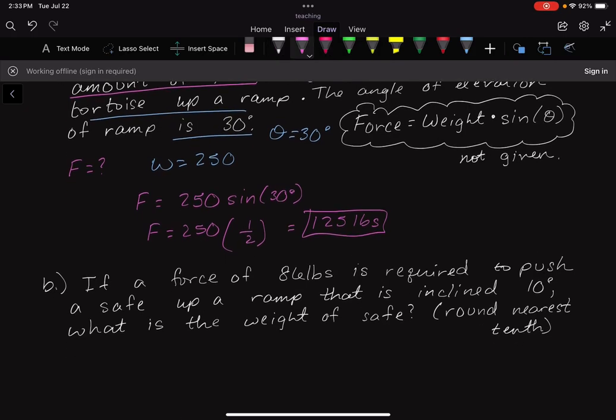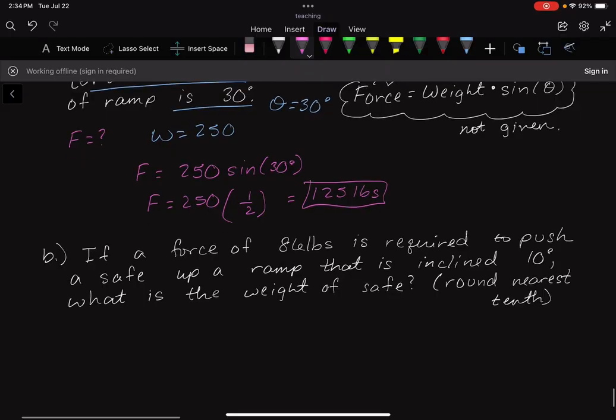Usually on the test, you'll notice that if your angle is like 30, 45, 60, or a reference of one of those, that's usually when I'm asking you to give your answer exact and not use a calculator. But for other ones where you have weird angles, like this one, 10 degrees, I'm going to tell you to round because I would want you to use the calculator.